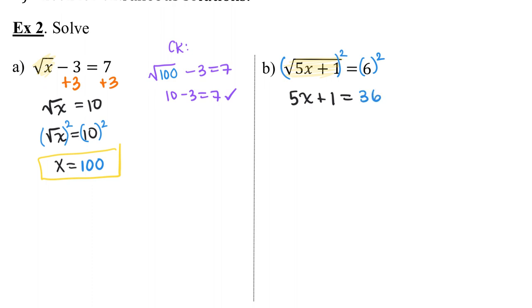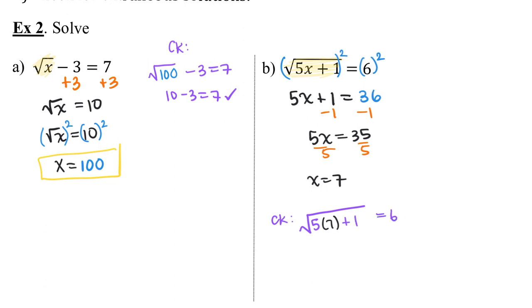What's the next step? Solve. Let's solve it. 5x equals 35. Divide by 5. I get x equals 7. Now probably it works, but we have to check because square roots produce extraneous solutions. So in the original equation, I have the square root of 5 times x plus 1, and it's supposed to equal 6.